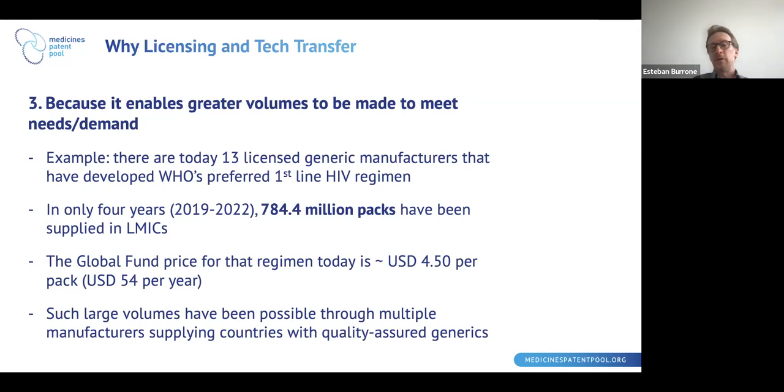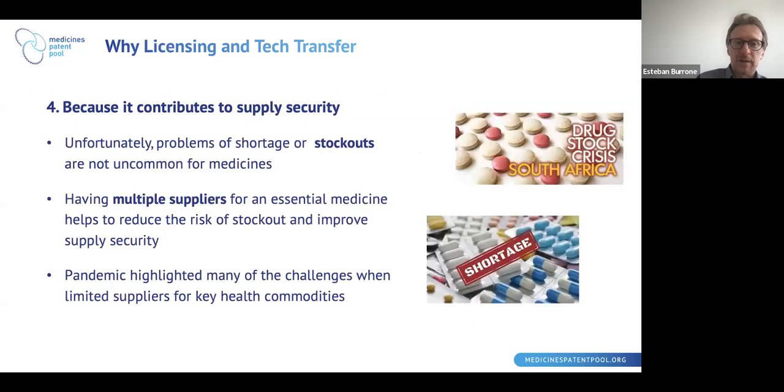Thirdly, because it enables greater volumes. If you're trying to supply a new medicine across the world to a large number of people, many of which in low and middle income countries, you may need significant volumes. And that's where having several manufacturers makes sense. In the case of dolutegravir, again, you have 13 licensed generic manufacturers who have developed the product and are supplying today, in 4 years, supplied 784 million packs, a significant number of treatments. And that's, again, something that the more manufacturers you have, the more likely you're going to be able to supply large volumes that may be required if the product is one that is needed by millions of people, as in the case of HIV treatment.